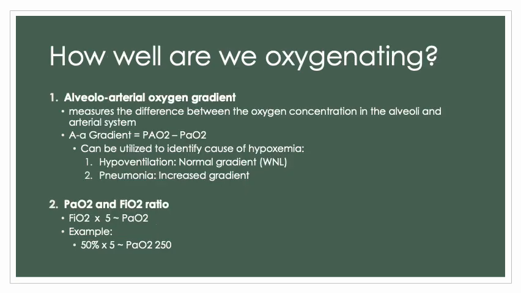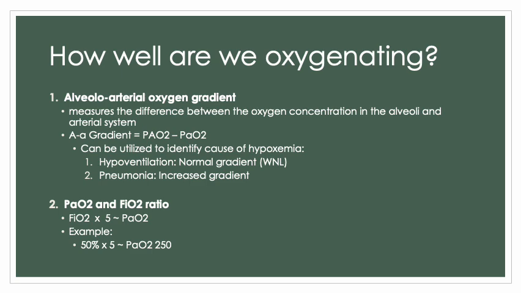So a clinical question you're often going to face is, how well are we oxygenating our patients? And you've already had to deal with this as a bedside nurse, right? Particularly in the ICU, caring for critically ill patients. Same thing applies to anesthesia. So a tool that can help us decide whether we are oxygenating well or not is considering an AA gradient. And this is the difference between the oxygen concentration in the alveoli compared to the arterial system. It's calculated here and can be utilized to identify different causes of hypoxemia.